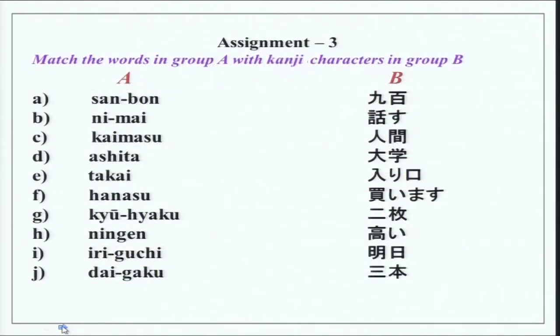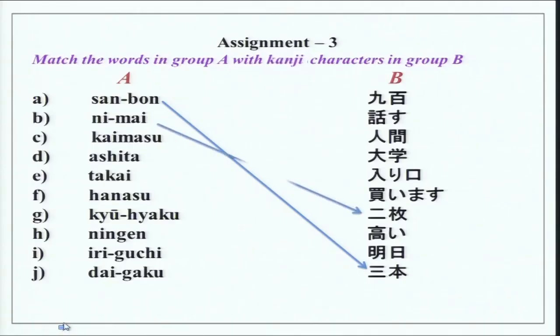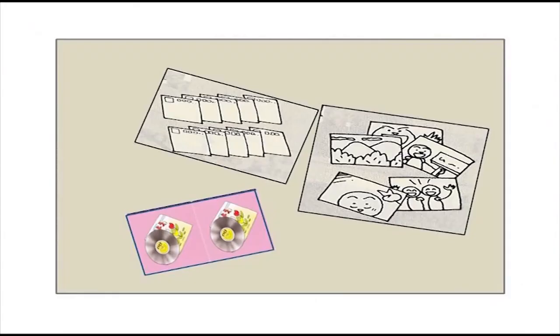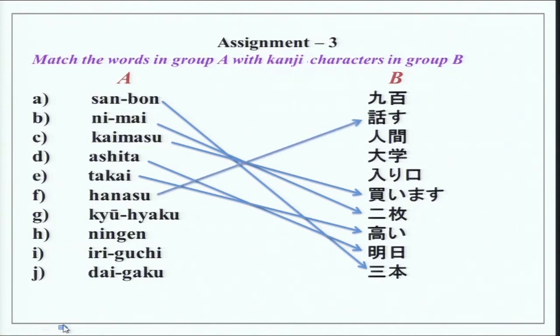This is match group A with group B, and let us see what the first one is. Sambon. Bon is the counter for long cylindrical objects. Nimai, mai is the counter for flat objects, as you just did in your assignment in the first one. Kaimasu. Ashita. Takai. Takai is also expensive, and takai is also high, as in height. Hanasu. Kyuuhyaku. Ningen.